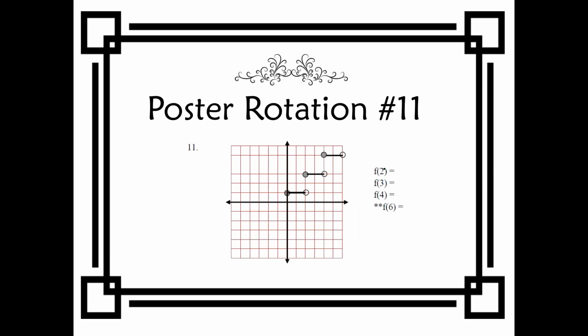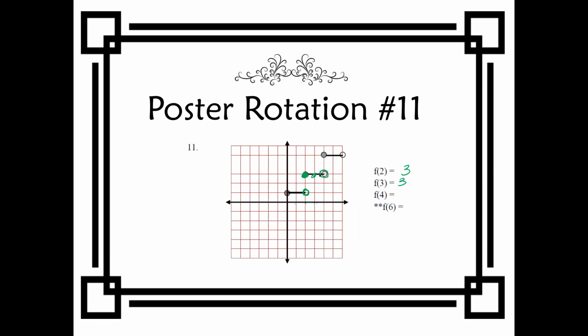Let's take a look at number 11, f of 2, 1, 2. Again, it's an open circle, so you can't count this one. You want to use the one that has a closed circle, so that'll be a 3. F of 3, 1, 2, 3, it'll be right here, so that's also at 3. F of 4, 1, 2, 3, 4.